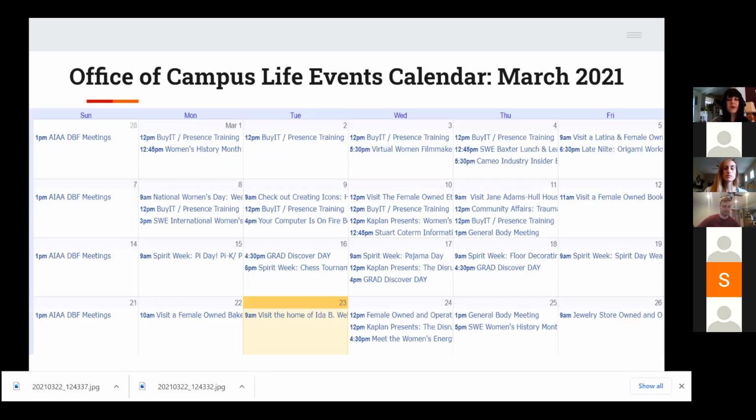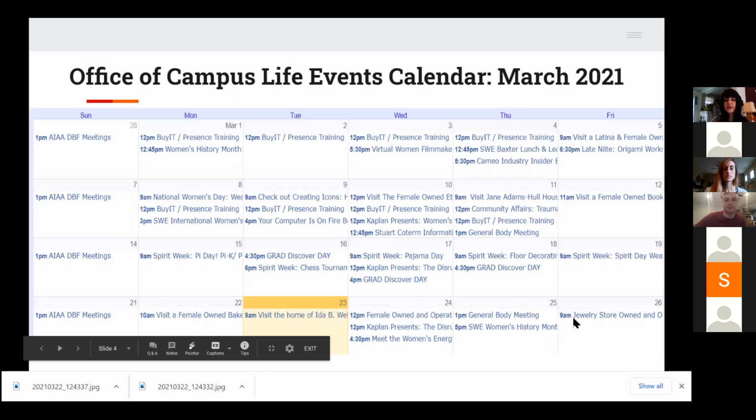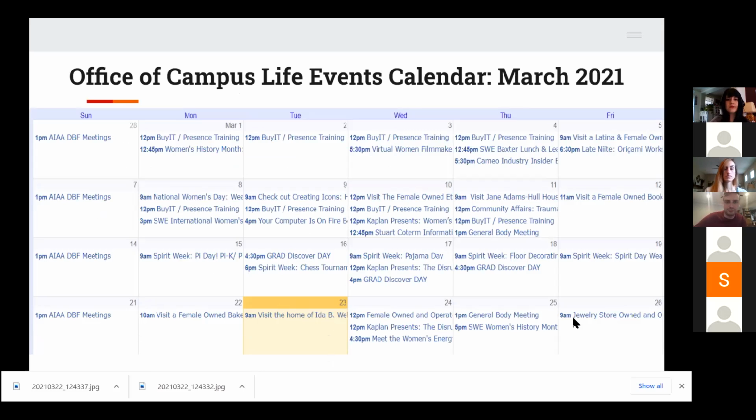Also, the really cool thing about the Office of Campus Life calendar is you can add it to your own Google Calendar so that you can always see the events that are occurring. Here's a snapshot of some of the things going on this week. If you're interested, check your email for that information or go to the Office of Campus Life website.